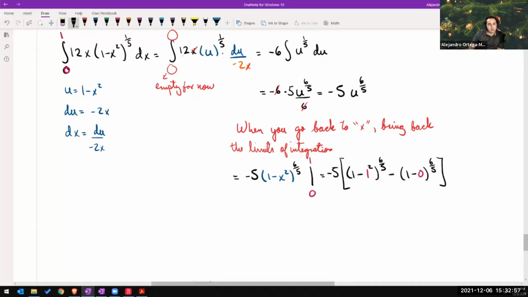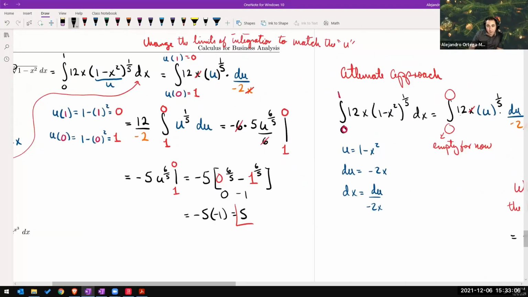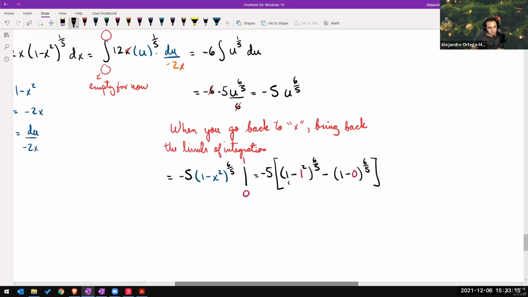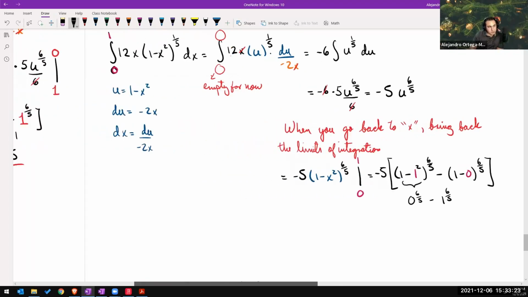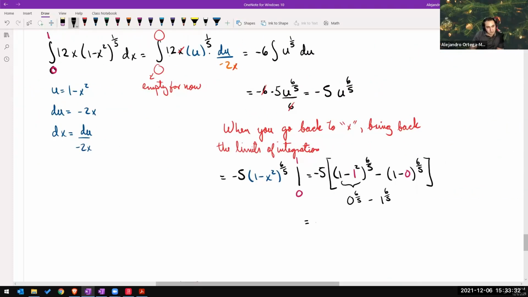Now, why is it the same thing? Because notice, we already did this operation 1 minus 1 squared. If we use the other approach, we did this right here. We did it at the beginning. The difference with this approach is we're doing it at the end, because this is still a 0 to the 6/5 minus a 1 to the 6/5, which again, is exactly what we had here. 0 to the 6/5 minus 1 to the 6/5. So this ends up being a -5 times 0 minus 1, which is 5.